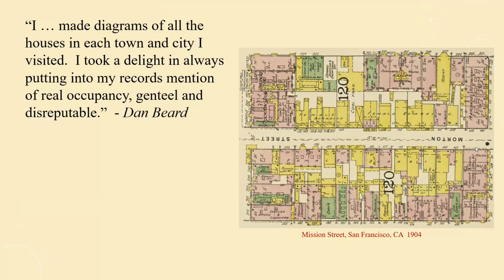The map you see here is from San Francisco, California. It's one block of Mission Street, Morton Street. I made an error there. I'm sorry, it's Morton Street. I wrote Mission Street underneath. So that's Morton Street in San Francisco.